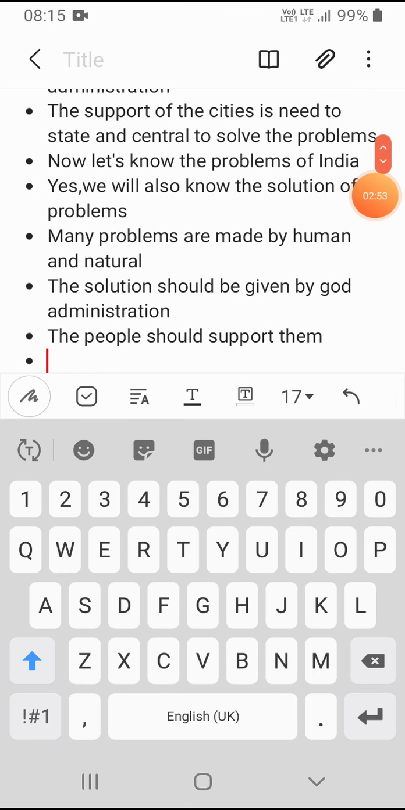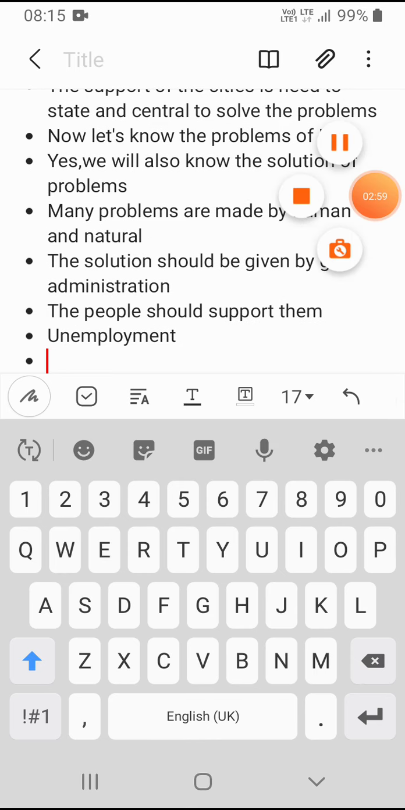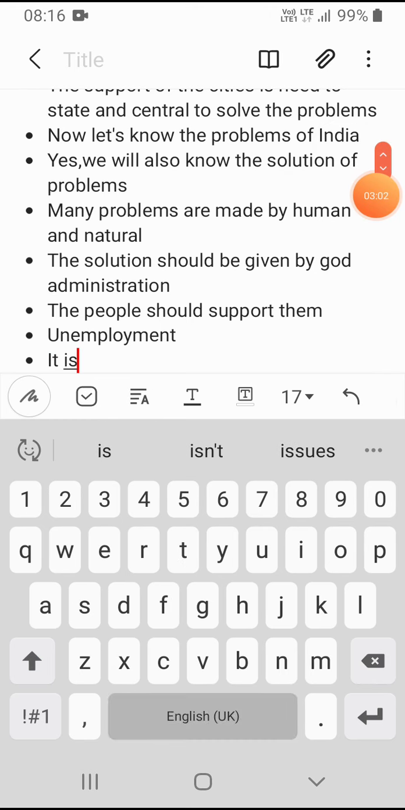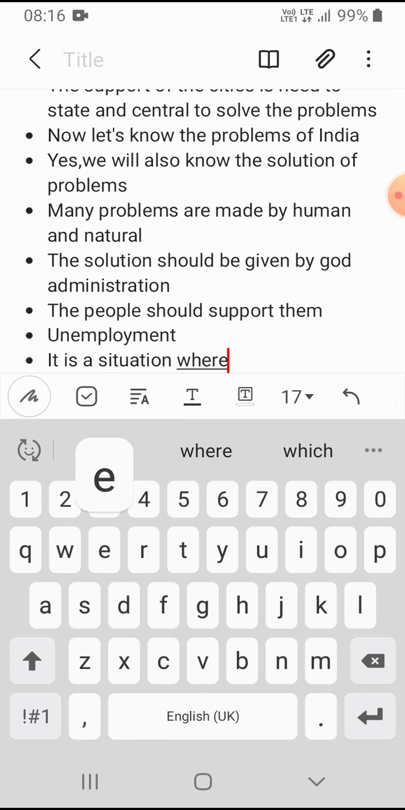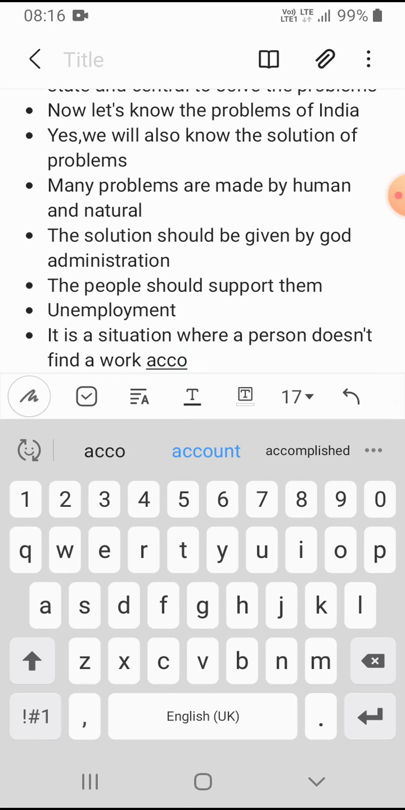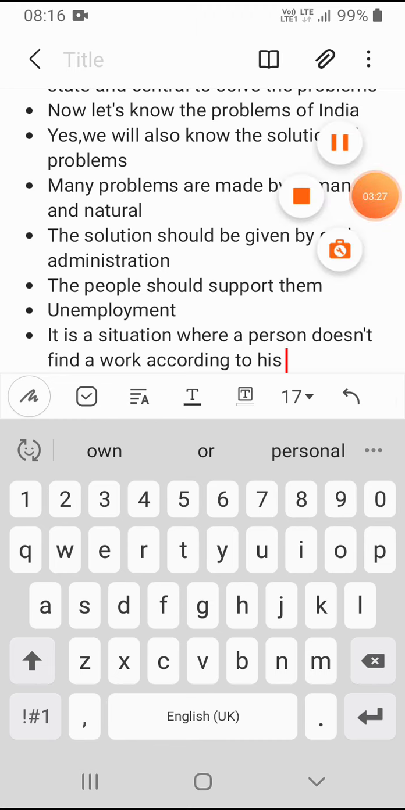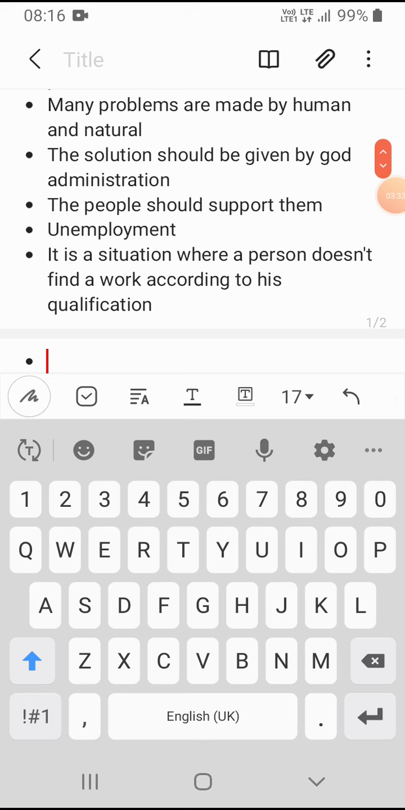So let's come to the first problem, and one of the major problems is unemployment. As you know, unemployment is the major problem in India. What is unemployment? It is a situation where a person does not find work according to his capability, his qualification. If he does not get the job, at that time he is called unemployed.